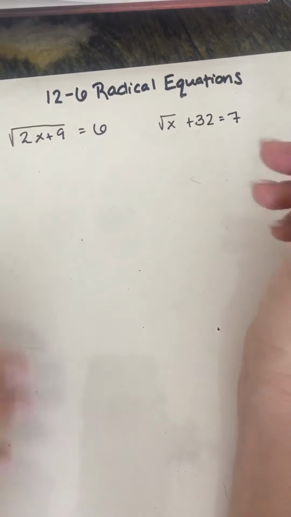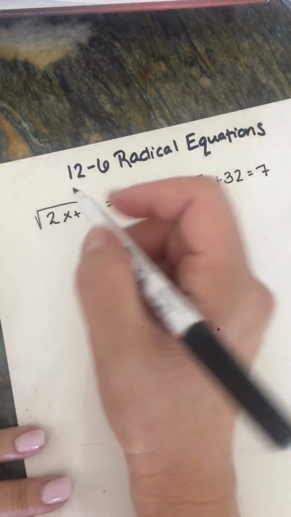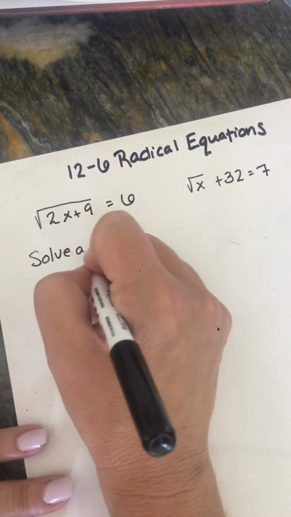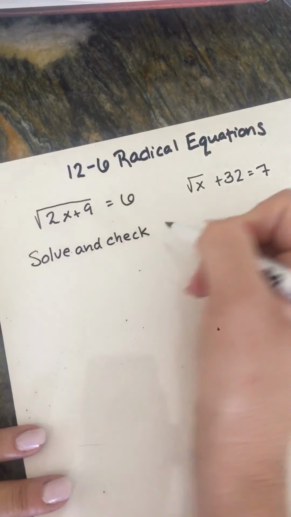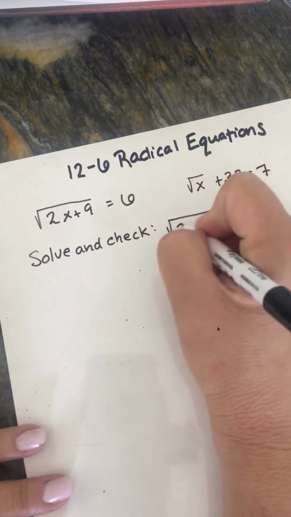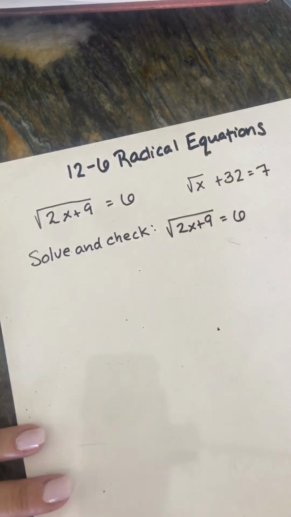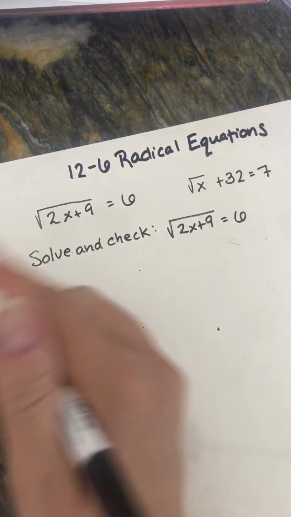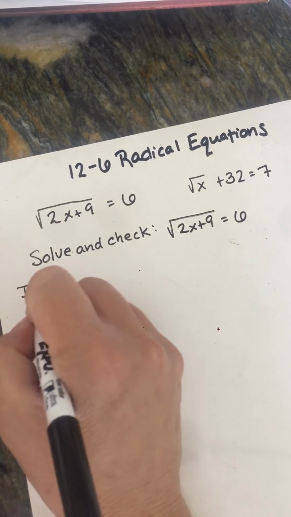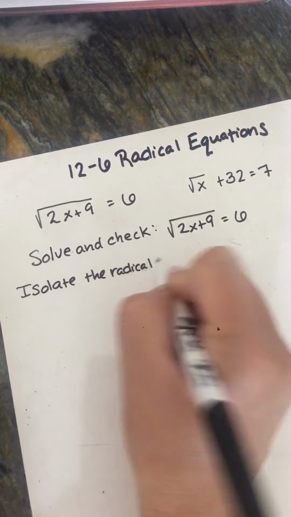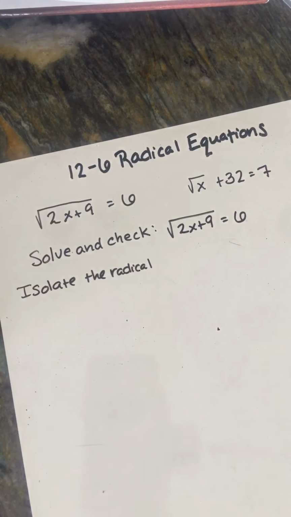All right, so let's do a couple of these guys. Alrighty, so let's in fact solve and check. You're going to need to check your answers, and I will show you why in a second here. We're going to solve and check the square root of 2x plus 9 equals 6. So when you're working on an equation, you want to try to isolate the radical as best you can. In this situation, it's already done for you.